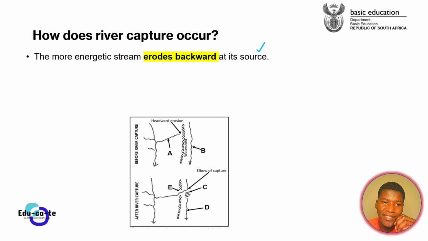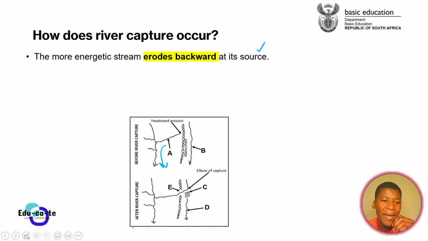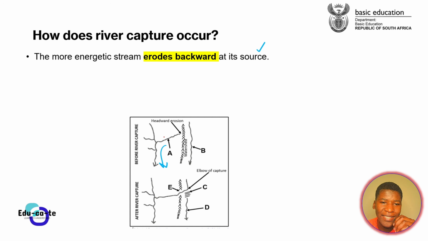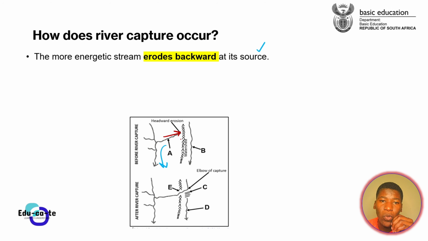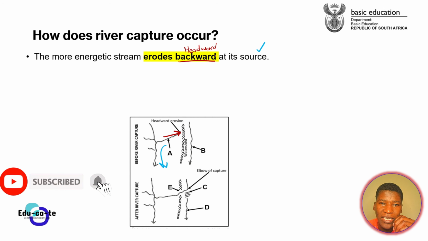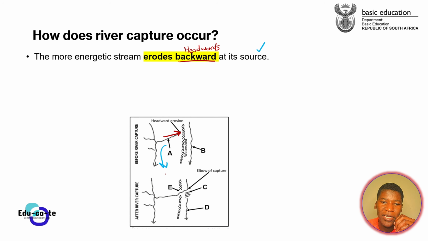So just like here, stream A, it is actually moving in that direction. This is the direction of the stream, but it is eroding backwards. That's headward erosion. We've already talked about this in the previous video. Make sure that you check it out first before you attempt this one. So it is eroding headwards, or it is eroding backwards. So we can say backward, or you can say headward. So it is eroding opposite to its direction of flow, because the actual stream is flowing in this blue arrow direction, but it is eroding in the opposite direction through the watershed.